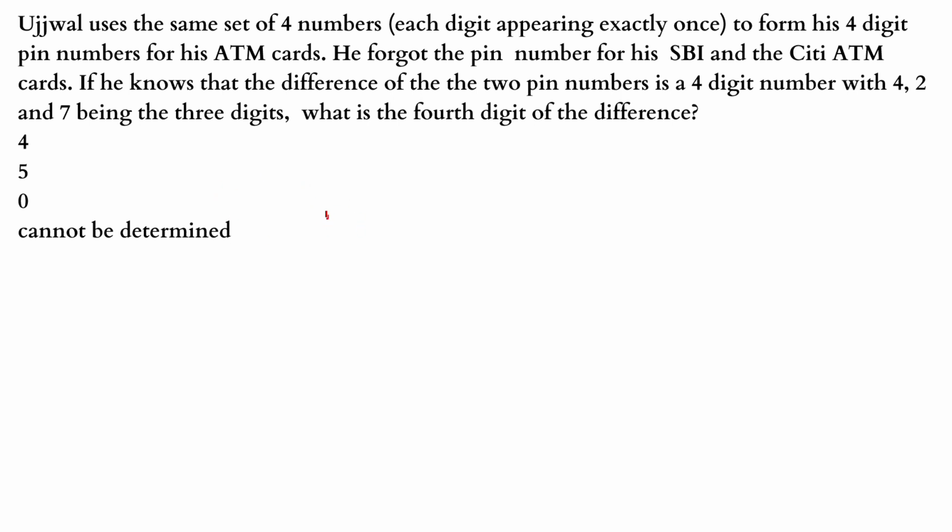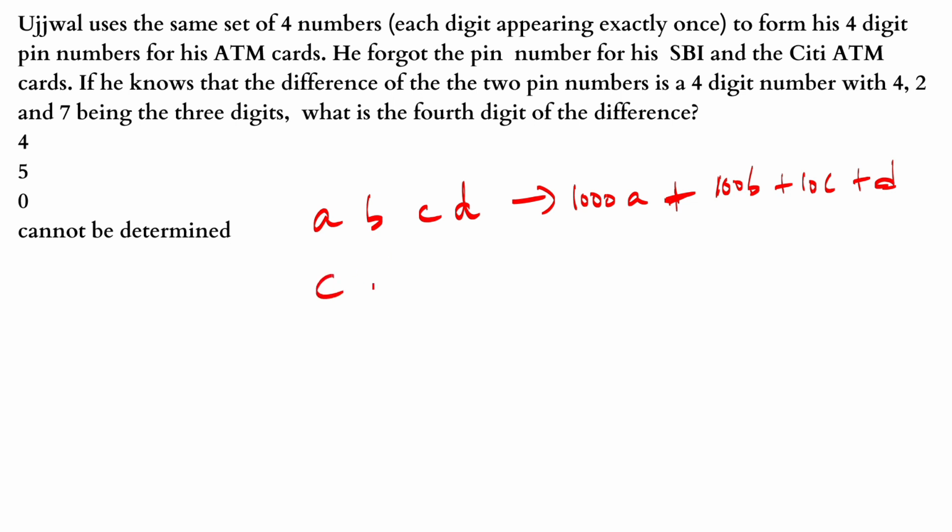Alright, so this is a 4-digit number, let us assume it as ABCD. If this is the value, then the value of A is 1000 A, and the value of B can be taken as 100 B, and the value of C can be taken as 10 C, and that of D is D. The second one can be of any order. It can be CDBA, it can be CDAB. If this is the order, let's assume, after that we will generalize this. Let's assume the second one as CDAB.